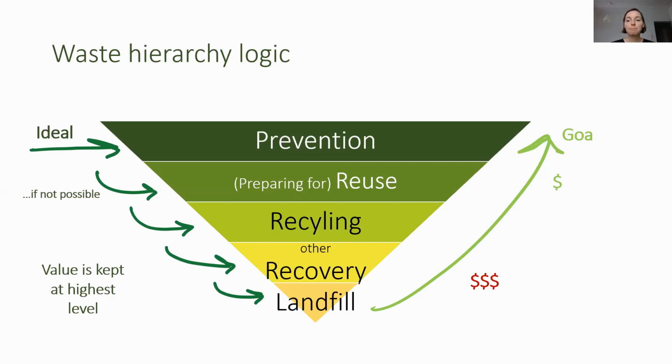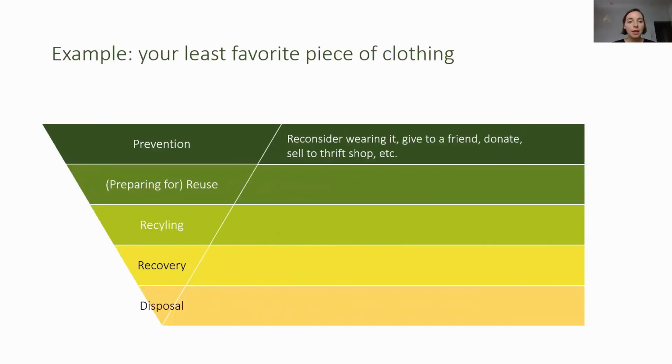And now we will talk about one example, your least favorite piece of clothing. So if you apply the waste management hierarchy to this, what would it mean? If we think about preventing it, first of all, you could just continue to wear it. But for example, if it's too small or too large, or it's not the style that you want to wear anymore, you could then consider giving it to a friend or donating it or giving it to a thrift shop or other.